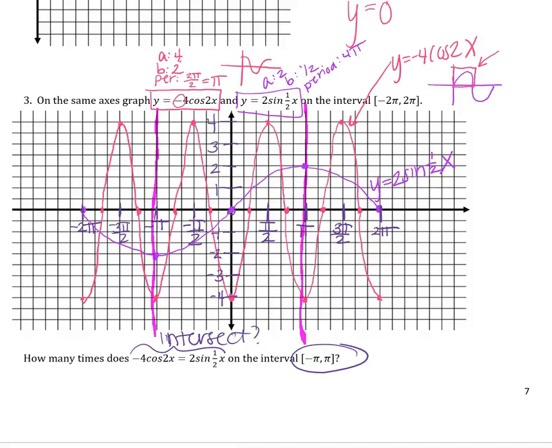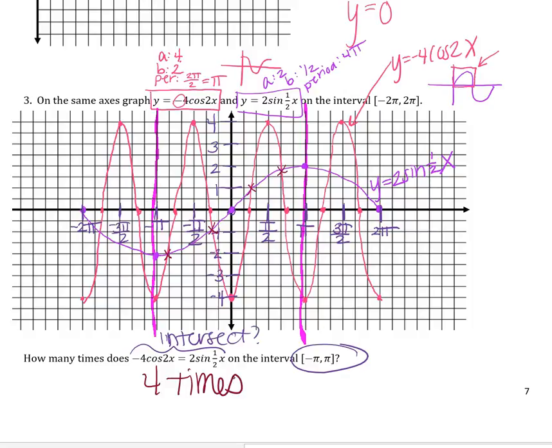And that's what's really nice about using two different colors here, is that I can see where the pink and purple intersect. Here's 1, 2, 3, 4. So how many times do they equal each other on this interval? 4 times.